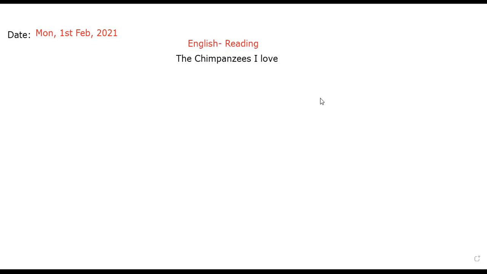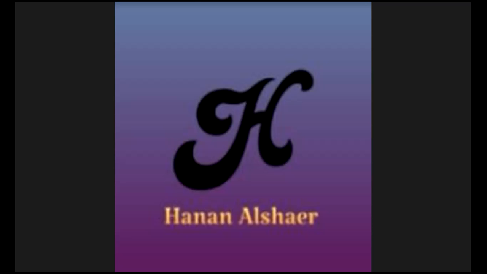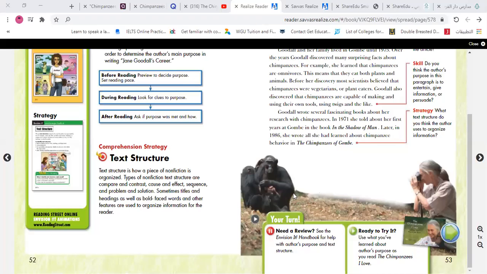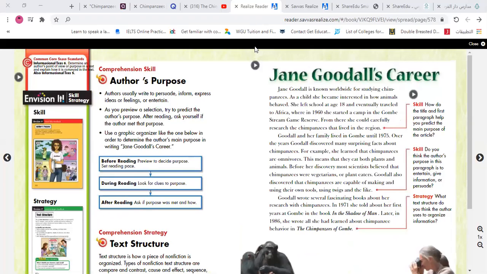They know how to use tools. They know how to act like people. They sometimes even use sign language. Today we are going to learn about these animals, but before that we have to know the vocabulary of this lesson. So let's go ahead and go to the reading book. Open your reading book on the page 53, 52, 53. So right here, page 52 in the reading book.